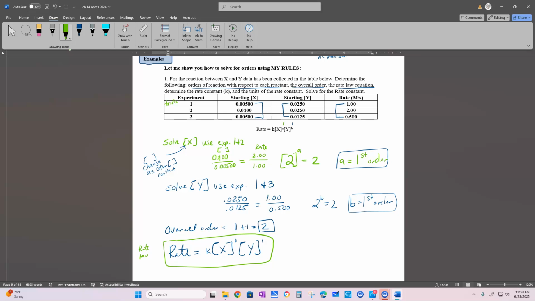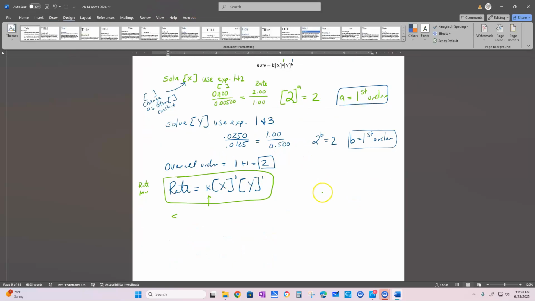Determine the rate constant. Okay? So if this is our expression, how do we solve for K? All right? So to solve for K, pick any experiment. And why can you pick any experiment? Since temperature is constant, the K will be the same for every experiment. Okay? So I always like to pick the first one because it's the first one. Okay? So I'm going to say experiment 1.